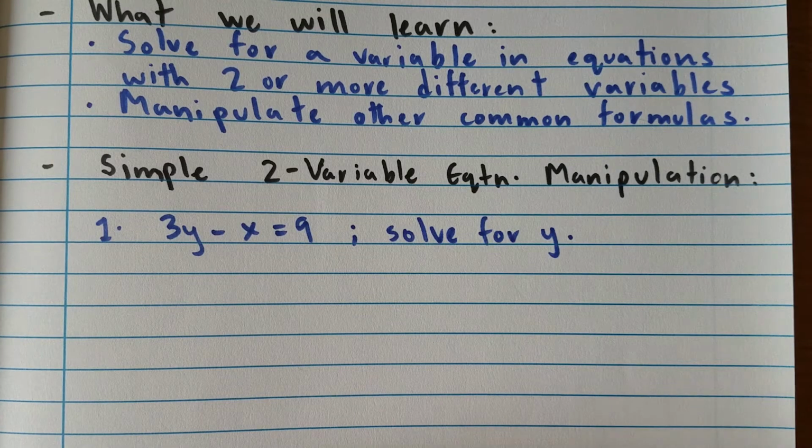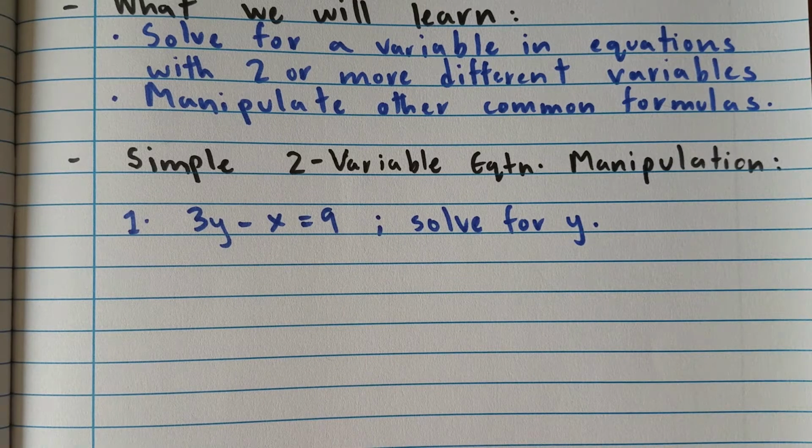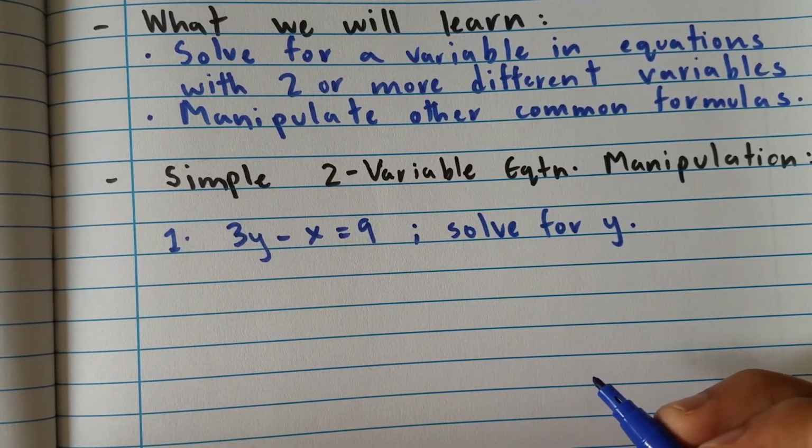So in this first question, we're given that 3y minus x equals 9, and we're told to solve for the variable y. So what this question is asking us is to make y the subject of the formula. So we have to do a series of operations so that y can be left out alone and everything else is on the other side of the equation. We can try this using inverse operations.